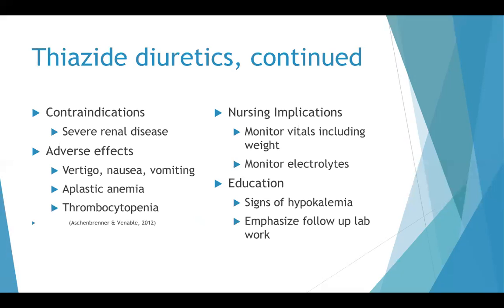Most adverse effects from this drug are related to fluid loss or electrolyte imbalances, and they include muscle cramps related to potassium loss and gout related to increased uric acid levels. But you see them listed up there: vertigo, nausea, vomiting, aplastic anemia, thrombocytopenia.